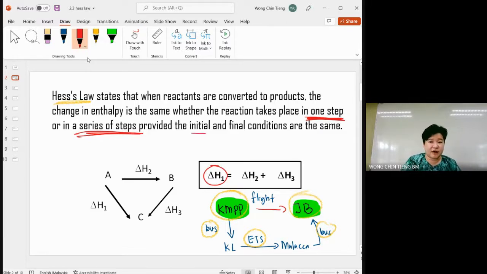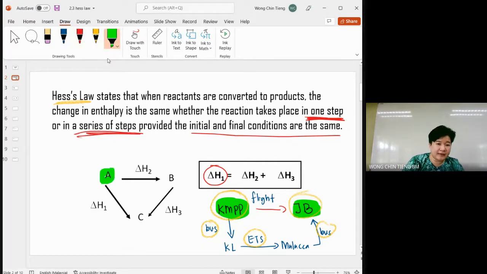The initial and final are the same. Kamu bertolak dari mana dengan destinasi kamu kena sama. Contoh yang ni. Okay, contoh kalau teacher nak tukar daripada A kepada C. Yang saya nak tahu adalah delta H1. Remember the vector the other day? Alright. Delta H1 yang kita nak cari.